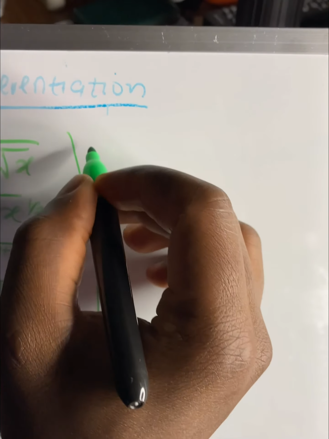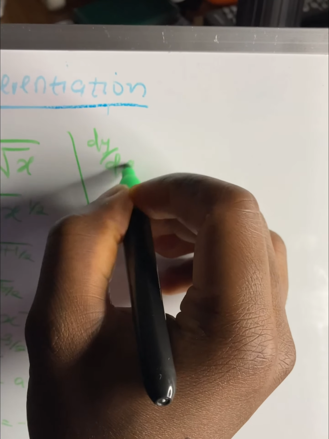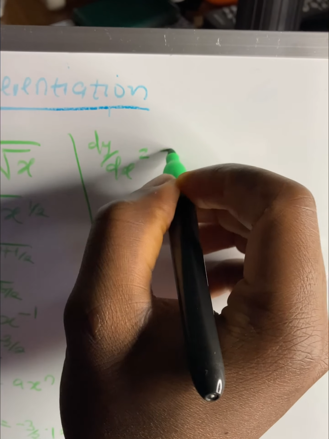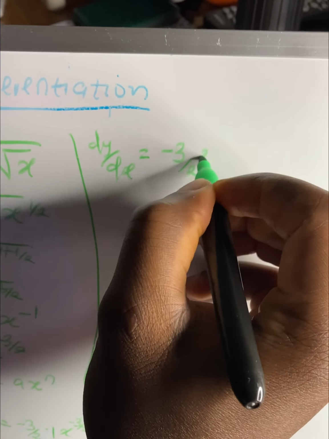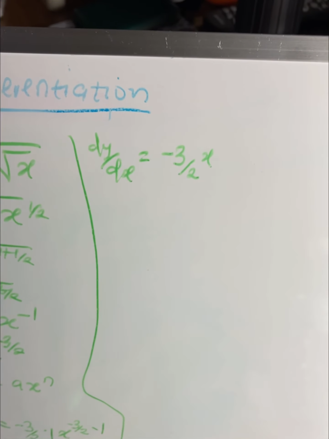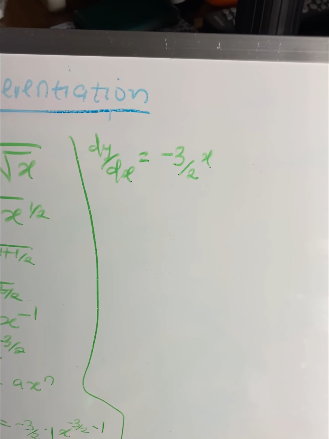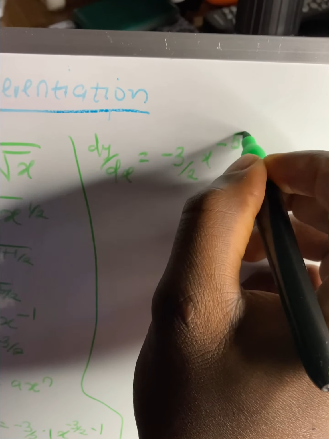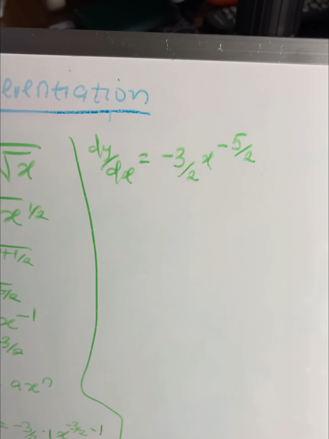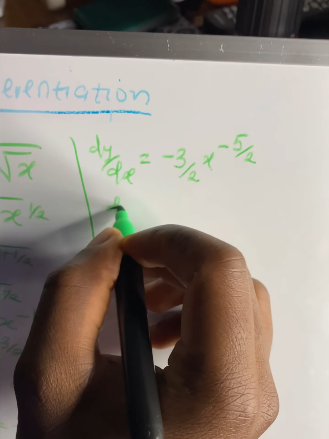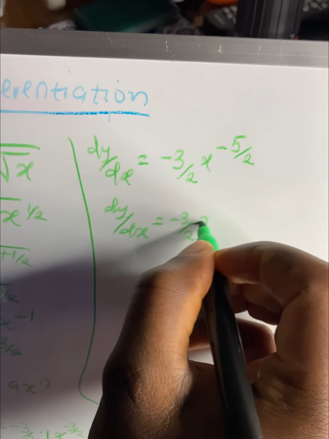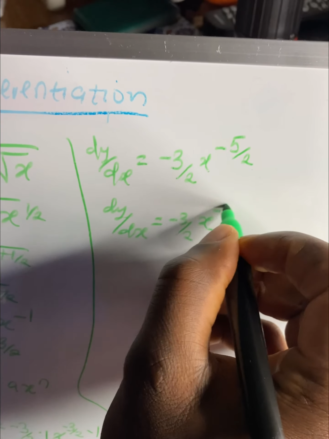We have that our dy/dx will be equal to minus 3 over 2 times 1, the same thing, minus 3 over 2, x to the power of minus 3 over 2 minus 1, which will give us minus 5 over 2. So our dy/dx will be equal to minus 3 over 2 x to the power of minus 5 over 2.